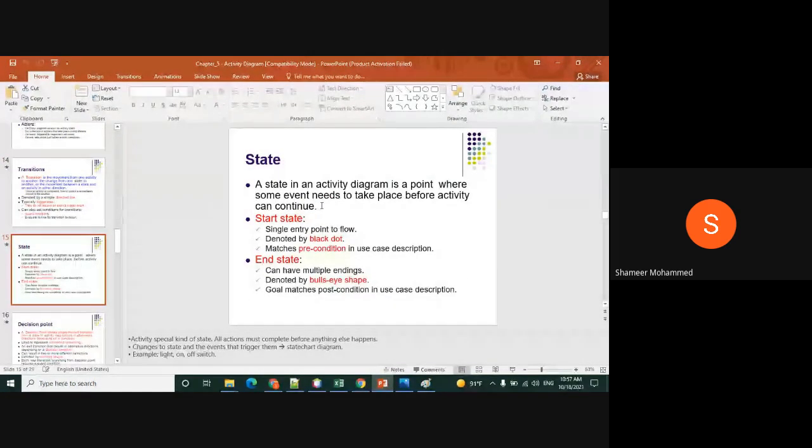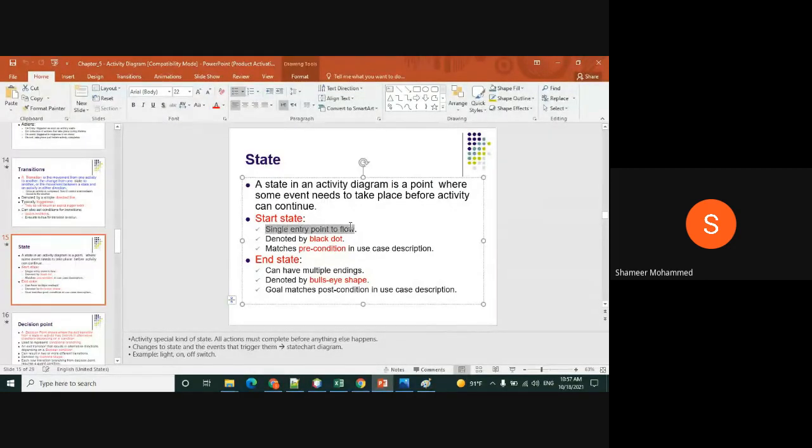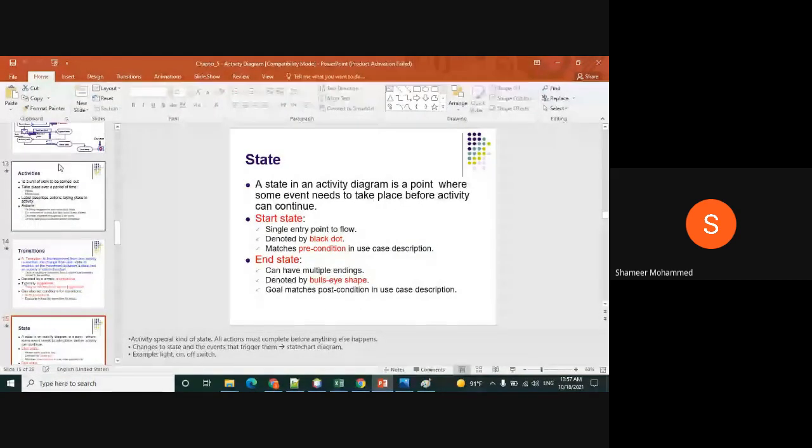State. So start state is the single entry point of flow, a black dot. So precondition is what? In that case, end state. You can have multiple ends, but only one start. And it is called a bull's eye shape. This one.